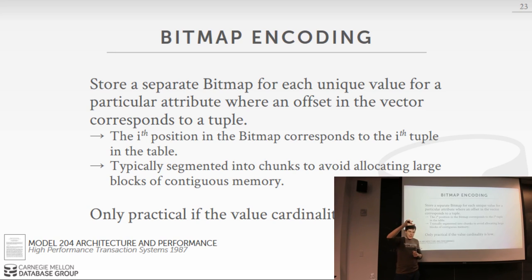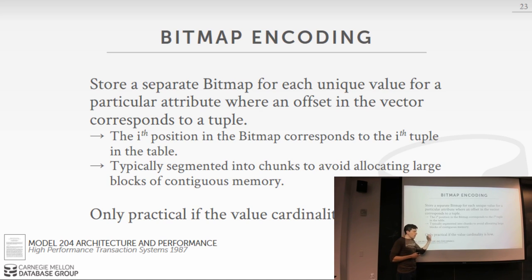And then in the bitmap, there'll be a 1 or a 0 depending on whether the original tuple at that offset has a particular value. So the ith position in the bitmap corresponds to the ith position in the table. And you don't actually malloc an entire bitmap to do this. If I have a billion tuples, I don't try to malloc a billion bits. You break them up into chunks and allocate them in smaller segments.